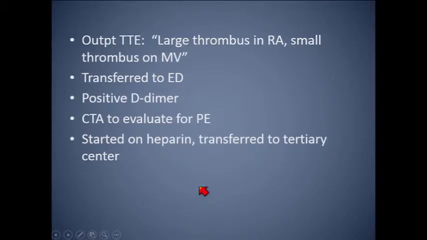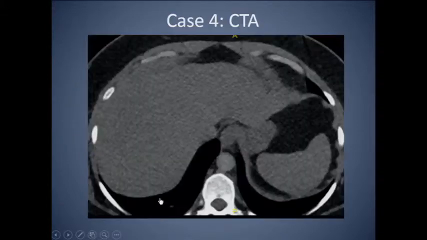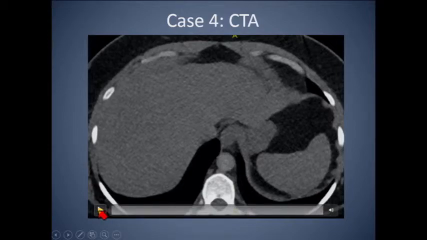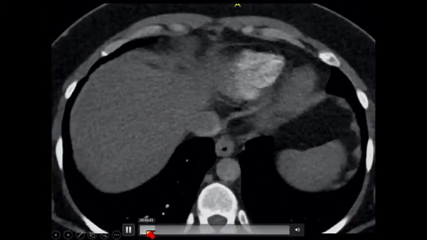She has a small thrombus on her MV, and they called her and had her go to her local emergency department. Of course, her D-dimer was positive, and the first thing people worried about was, does she have a PE? So she was transferred to our hospital. The cardiologist doing the TEE called me and said, can you please review her PE study? I need to know, does she or does she not have a PE? As well as all the other stuff I'm going to show you.